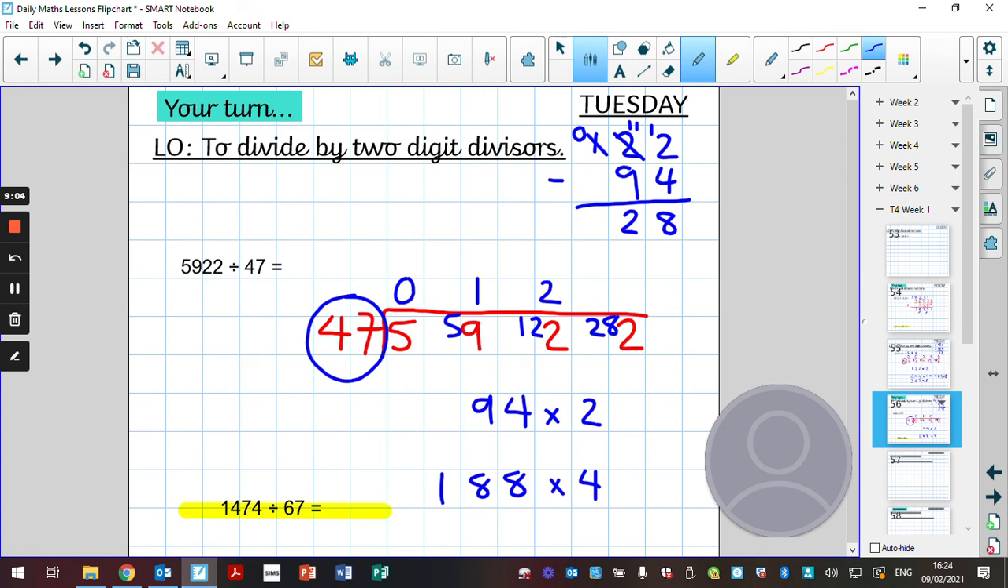Well, let's just make sure that we are correct. Now, again, you may want to do a calculation. I'm just going to try and do it over here. 188 plus 94. So we've got 2, exchange 1, 9, 10, 8, exchange 1, 282. So I know that my 2 lots and my 4 lots added together equals 282, which is 6 lots. So our answer to 5,922 divided by 47 is 126.